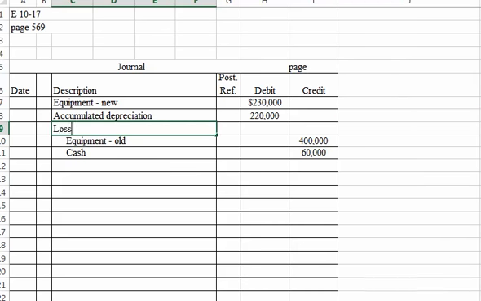Alright, so we need more debit to balance the entry, so this time we have a loss, you guys. Remember, losses increase on the debit side, just like expenses. Gains increase on the credit side, just like revenues. Here our loss is $10,000. Let's make sure though: equals 400 plus 60,000 minus the 230 minus the 220. Yes, $10,000.